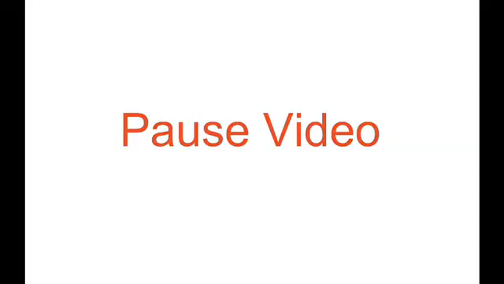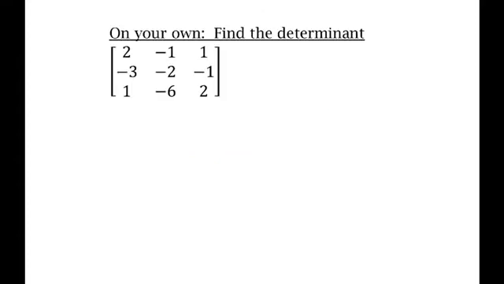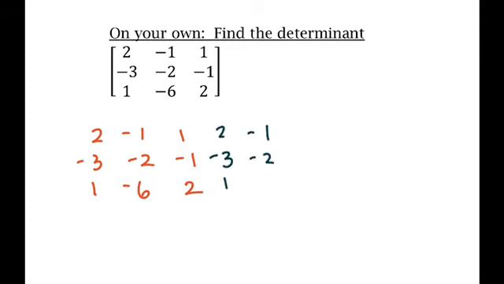Okay, you should pause the video and do the one that says on your own and see if you can find the determinant correctly, and then start the video again. To find the determinant here, what you're going to do is repeat the first two columns. Actually, I'm going to just rewrite the whole thing. So I'm going to repeat the first two columns. And so this is what I'm looking at, and I'm going to do that whole multiplication process.